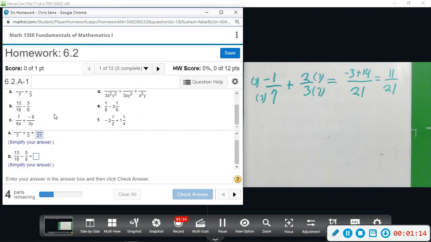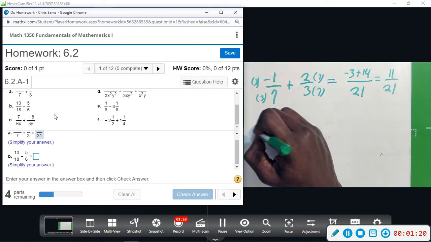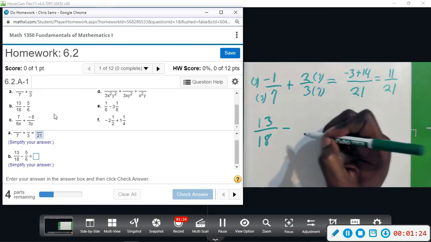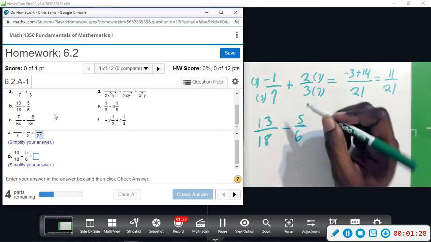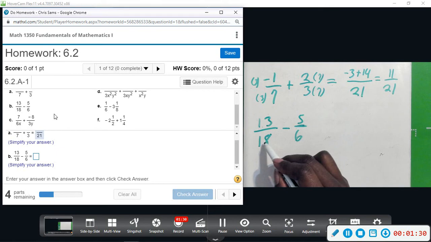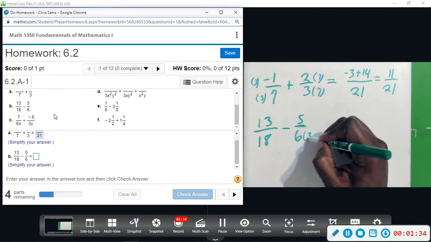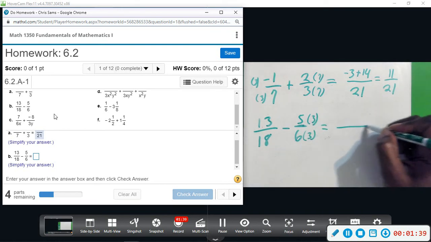Alright, part B. We have 13 over 18, and we're taking away 5 over 6. So the common denominator between 6 and 18 would be 18. So we only have to change this one by multiplying top and bottom by 3. And that would give us one fraction with a denominator of 18.